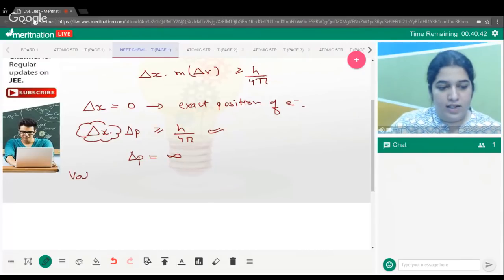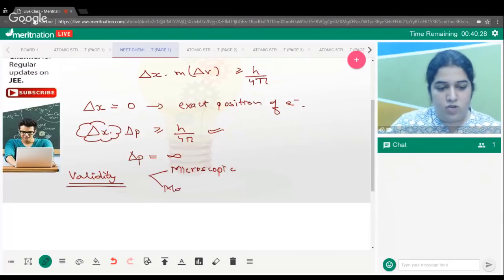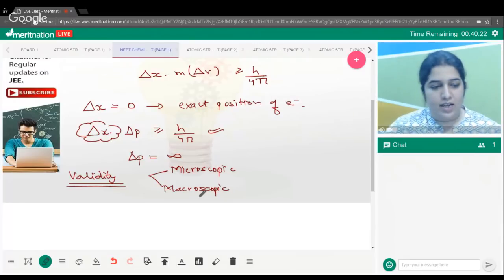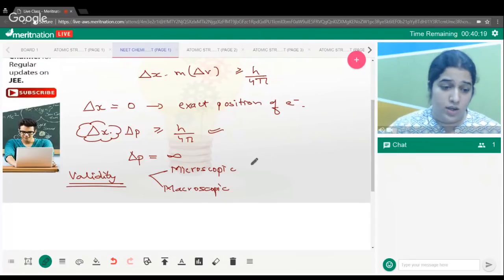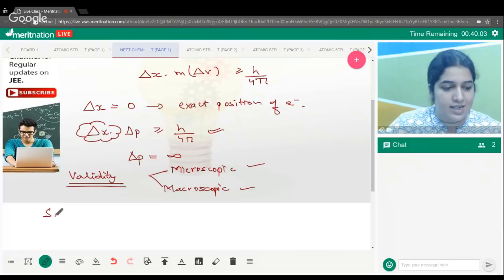Next, we talk about the validity of Heisenberg uncertainty principle. There are two kinds of objects, broadly speaking. We can have microscopic objects, where we talk about the electron, the subatomic particles. Then there are macroscopic objects. Can I just say that Heisenberg uncertainty principle is only valid for microscopic? No, we cannot say that. It is valid for both. Microscopic are small particles. Macroscopic, macro means big. So these are the bigger objects that we have. It is valid for both, but is it significant for both?